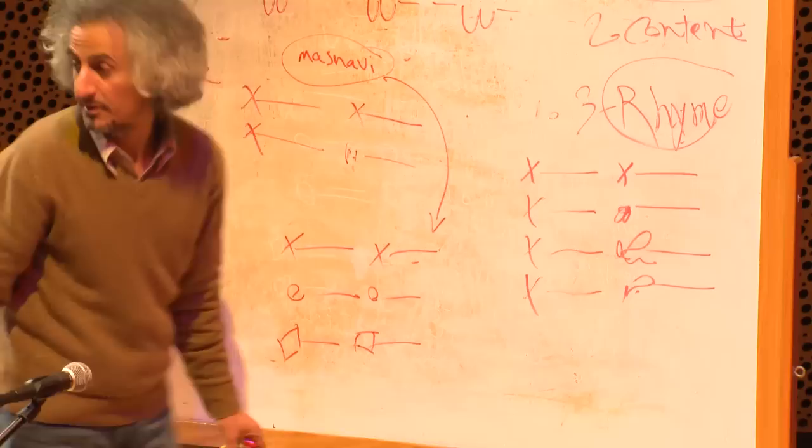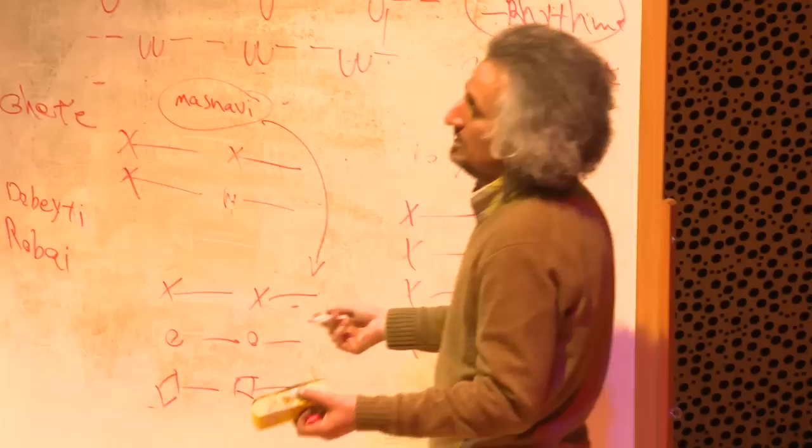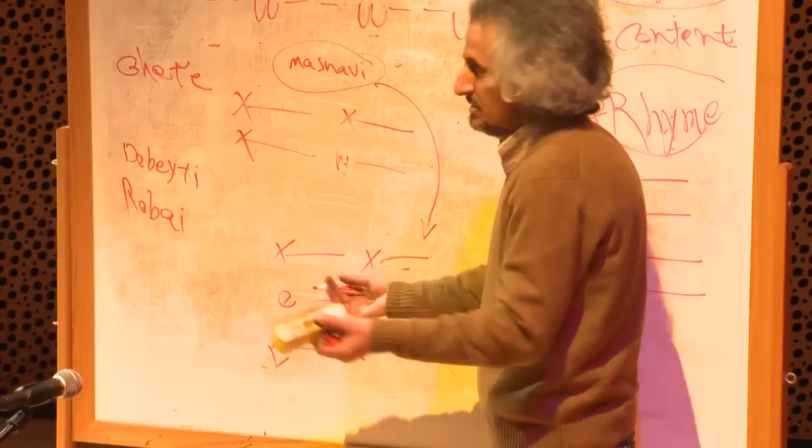But usually in masnavi there are two different types of rhythmic structures you can see, which are used the most. But it could be other rhythmic structures too.